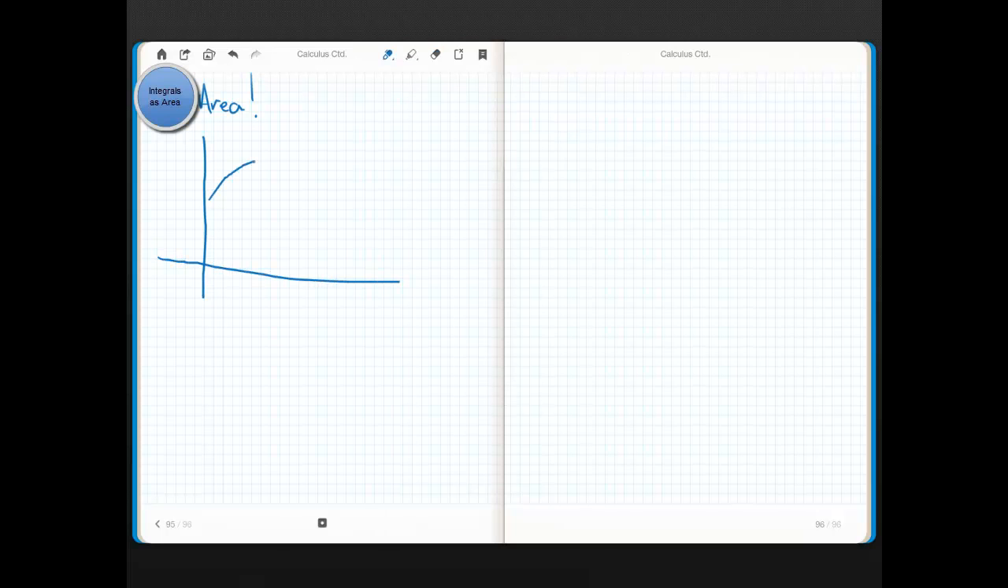We know that the area under a curve f of x on a closed interval from a to b is easy, right? It's just the integral from a to b of f of x.